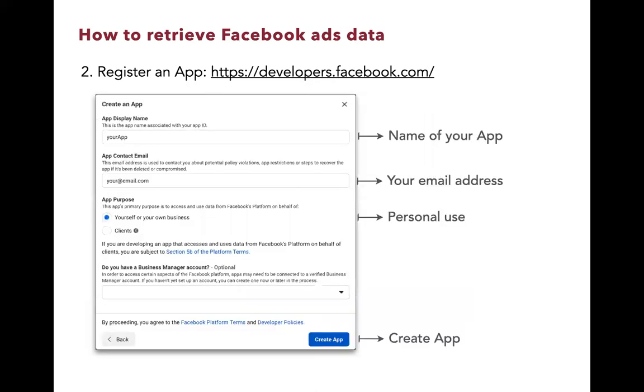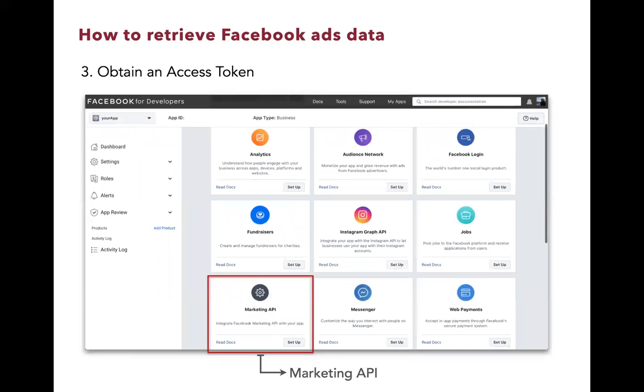And then you'll be asked some details about your app. For example, the name of your app, your email address, the primary purpose of your app, that is, in the sense of the type of use in accessing and using the Facebook platform, if personal or on behalf of clients. So here you select personal use and you finally create your app. The next step is to get an access token, which you need to identify your app and grant use of Facebook API. So here is your app dashboard.